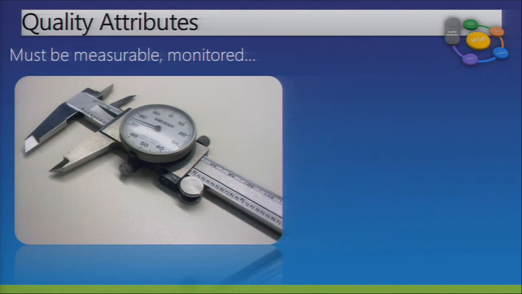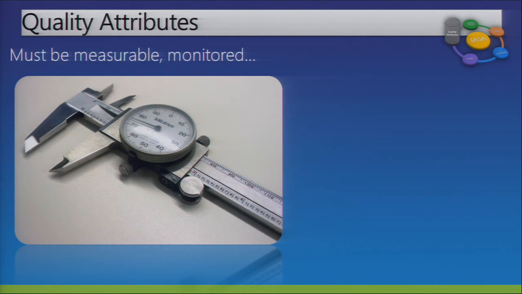They need to be measurable and monitored. How many times have we put in, it's going to be usable, usability. It's going to be performance. It has to perform in such and such a way, right? But we don't write monitors in the application we're architecting and developing. We don't put monitors to prove that we're meeting these requirements.